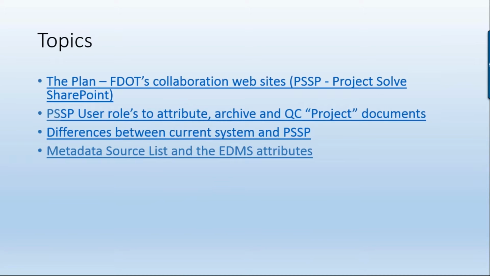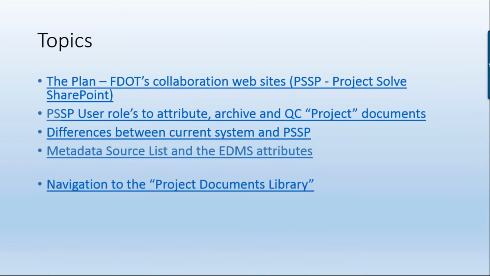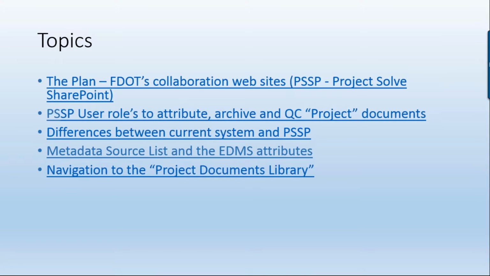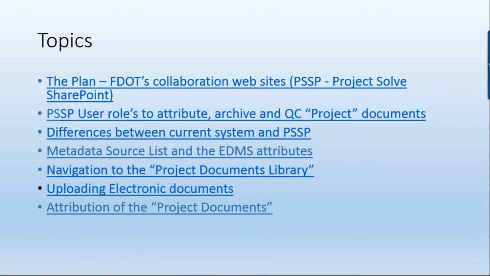Also wanted to go over what we call the metadata source list. This is a list basically that is a drop-down menu you're going to be able to select from, and by selecting that one item, it's going to fill in the document groups and types that are for EDMS, and I'm going to go over that for you as well. Also, the navigation to the project documents library. This is the library within the SharePoint site where you're going to be working with the project documents. Also, how to upload the documents. We have a few different ways to do that. And then, of course, attribution of the project documents, and then questions in the end.